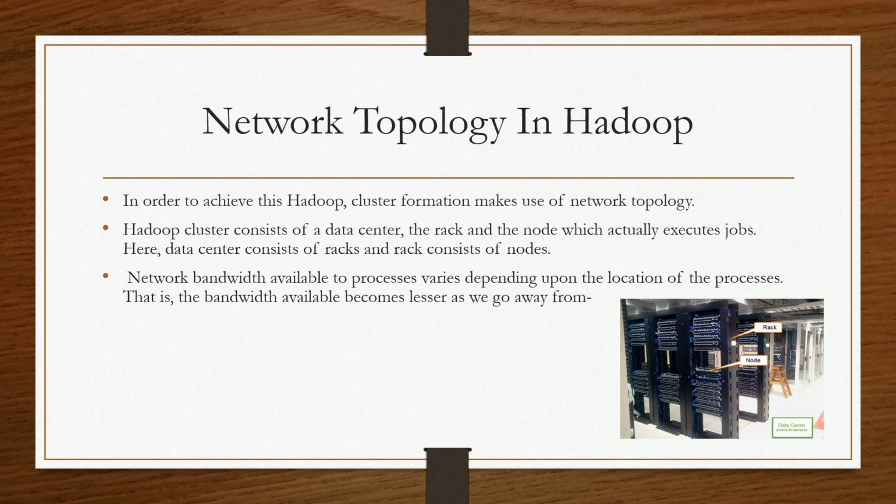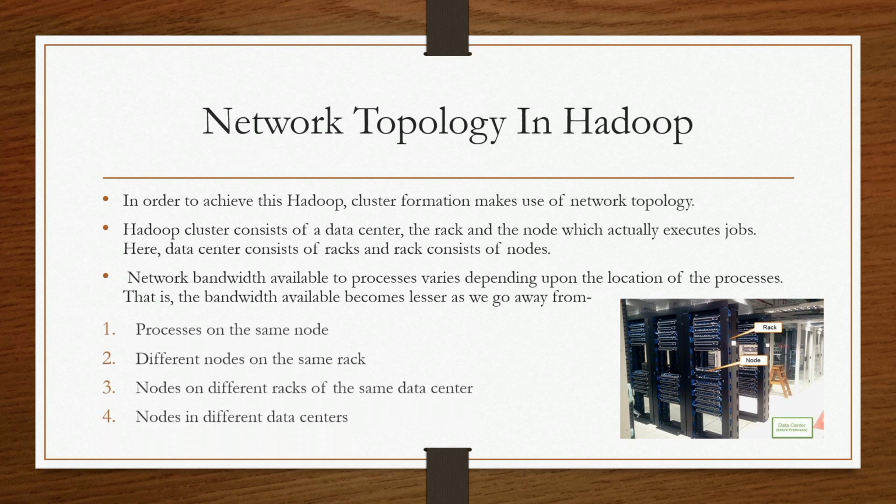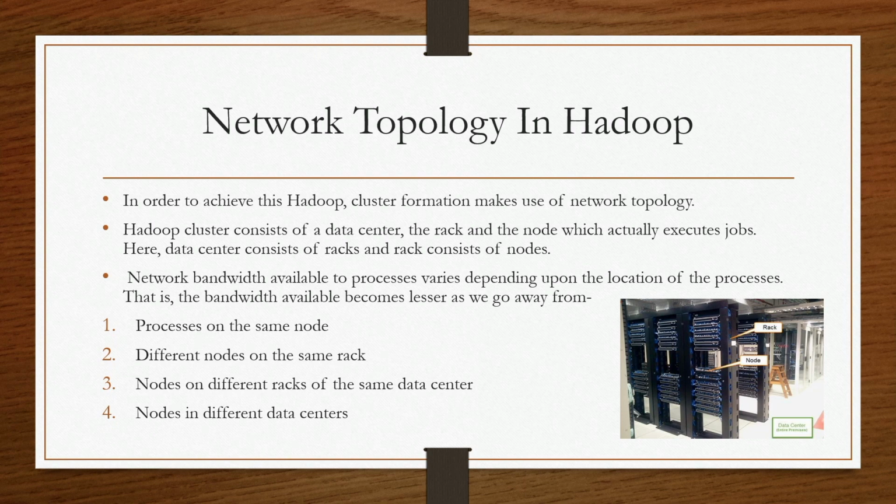Here, the distance between two nodes is equal to the sum of their distances to their closest common ancestor. The Hadoop cluster consists of data centers, racks, and the nodes which actually execute the jobs. Here the data centers consist of racks and the racks consist of nodes. The network bandwidth available to processes varies depending upon the location of the processes. That is, the bandwidth available becomes lesser as we go from processes on the same node, to different nodes on the same rack, to nodes on different racks of the same data center, to nodes in different data centers.